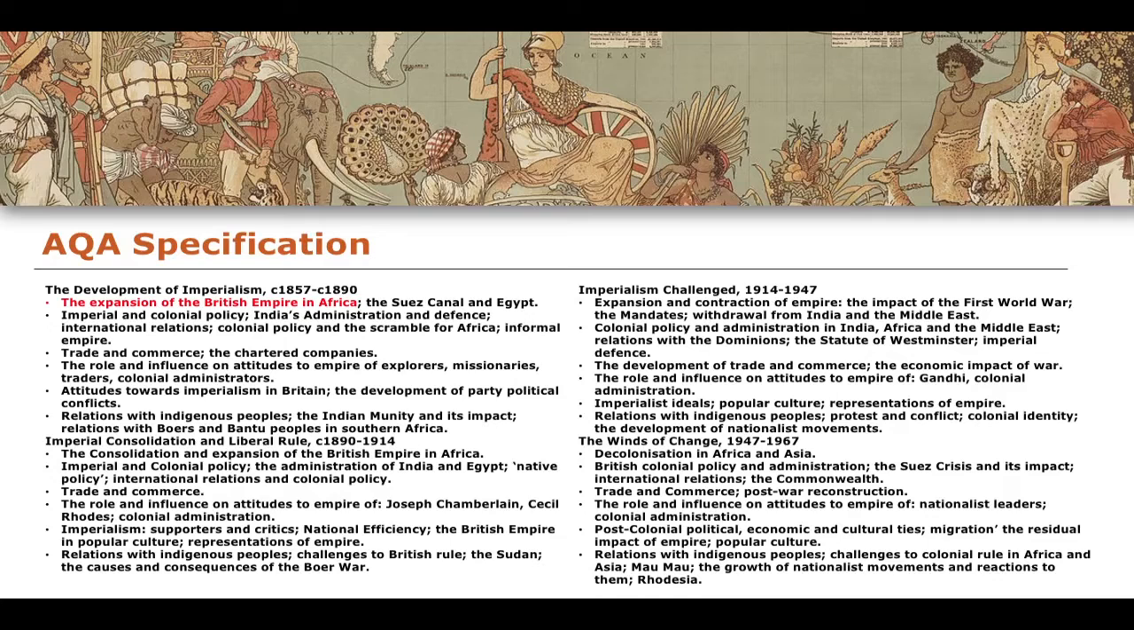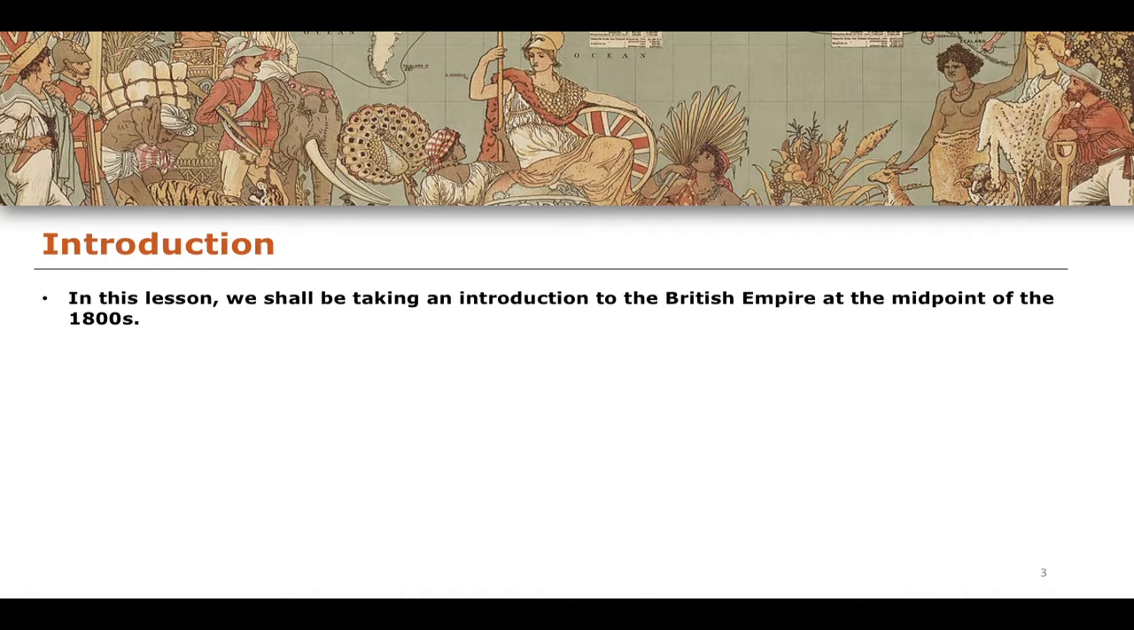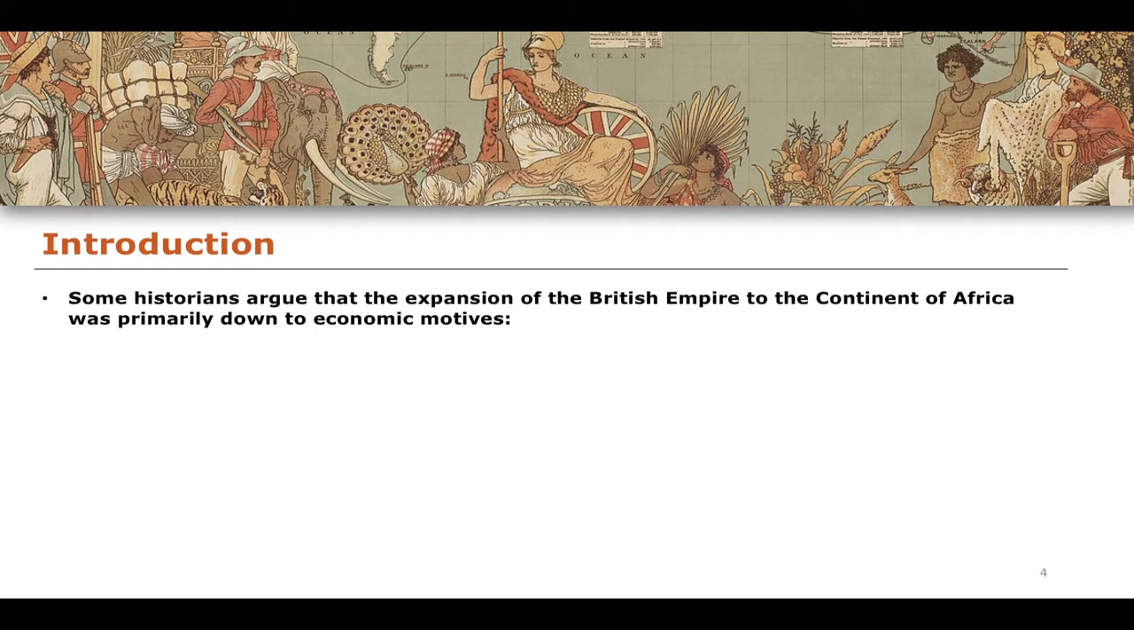We will then talk about the period of decolonization that takes place between 1947 and 1967, where we see a contraction of the British Empire and the so-called, quote, winds of change that exists with the establishment of independence across all of these territories. This lesson specifically will be taking an introduction to the British Empire at the midpoint of the 1800s, circa 1857, and we will look at the motives for expansion of the British Empire in Africa.